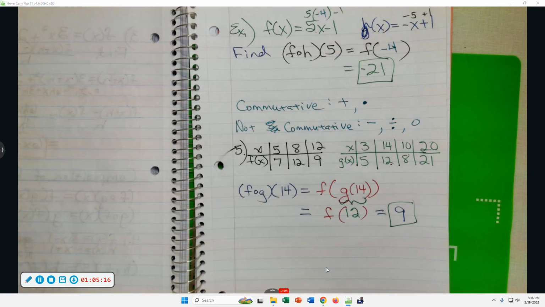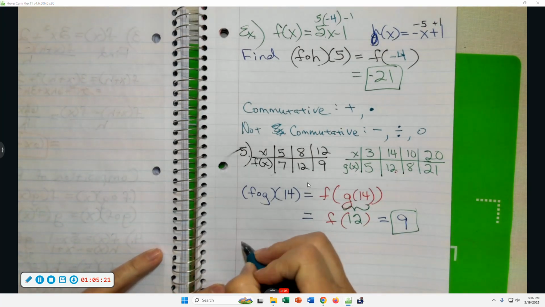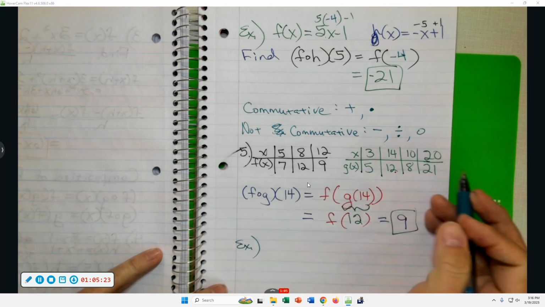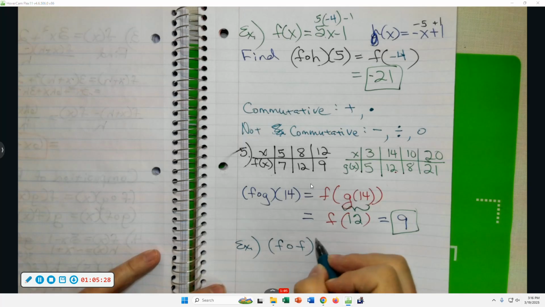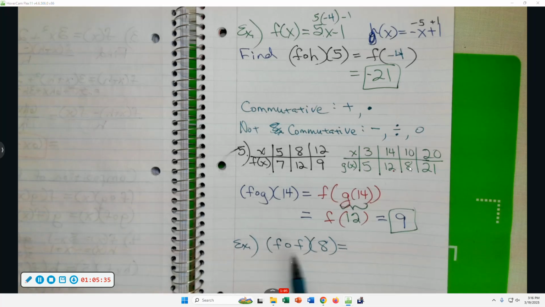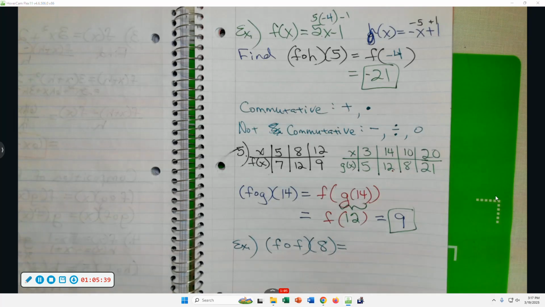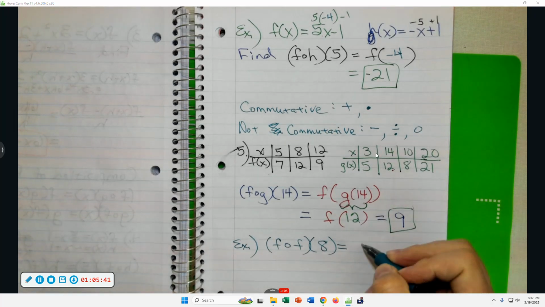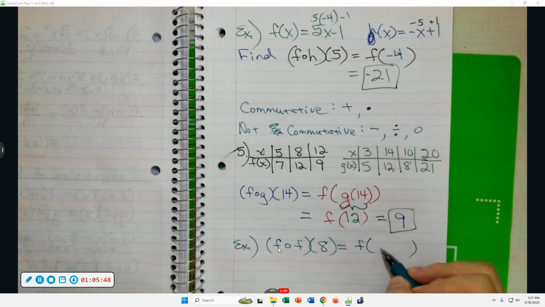Now come back here. This is tricky, okay? This is an example using the same tables. I want to find F composed with F of 8. Don't look at the green G table. We're not using G at all. This is easy then. What's the outer function? F. What's the inner function?